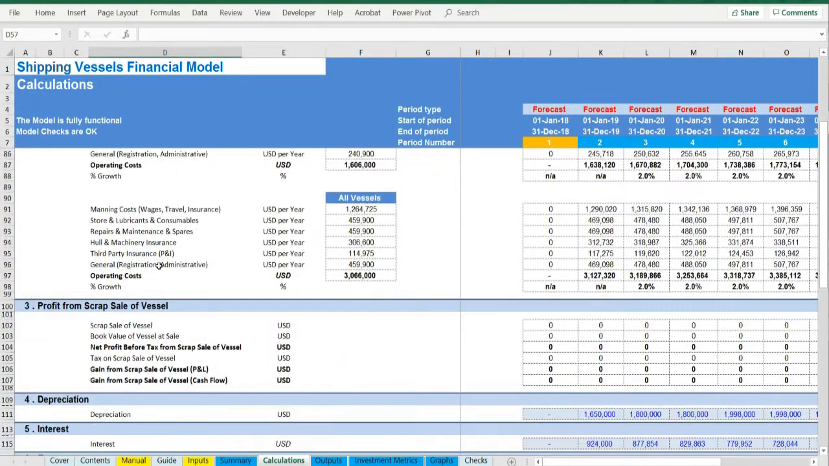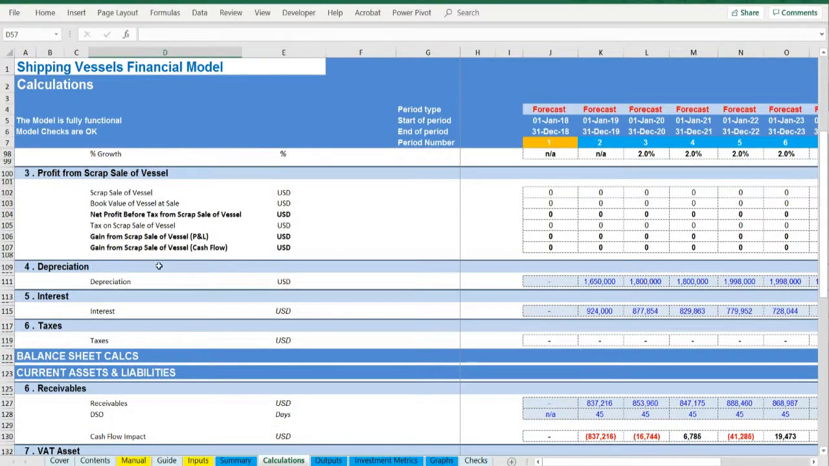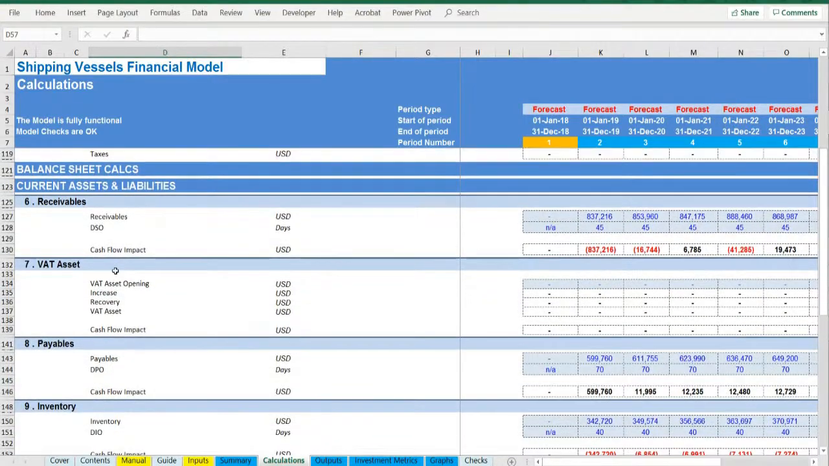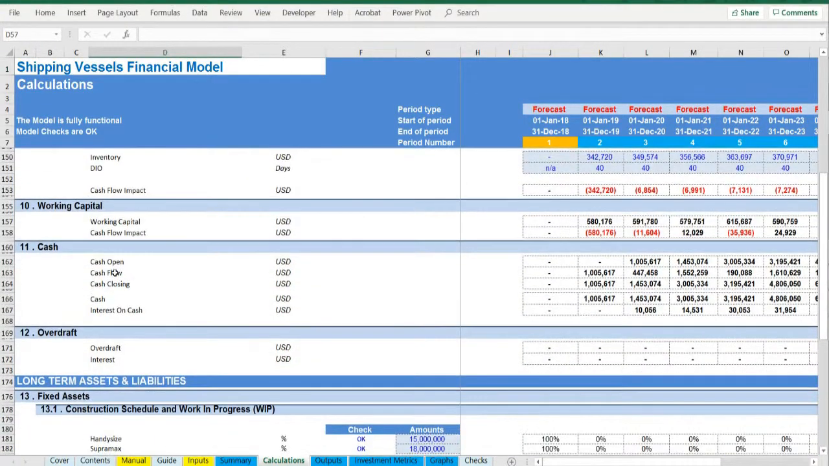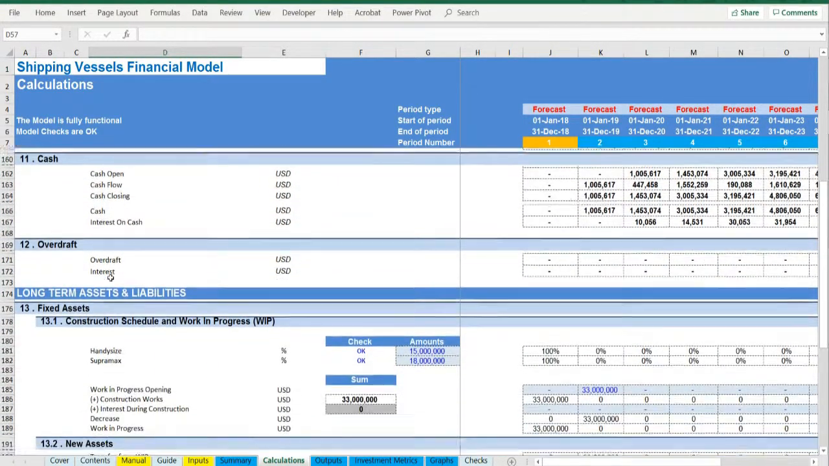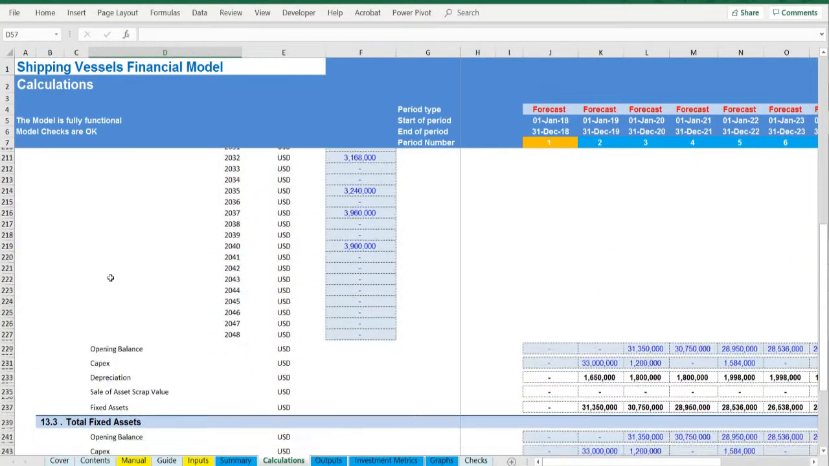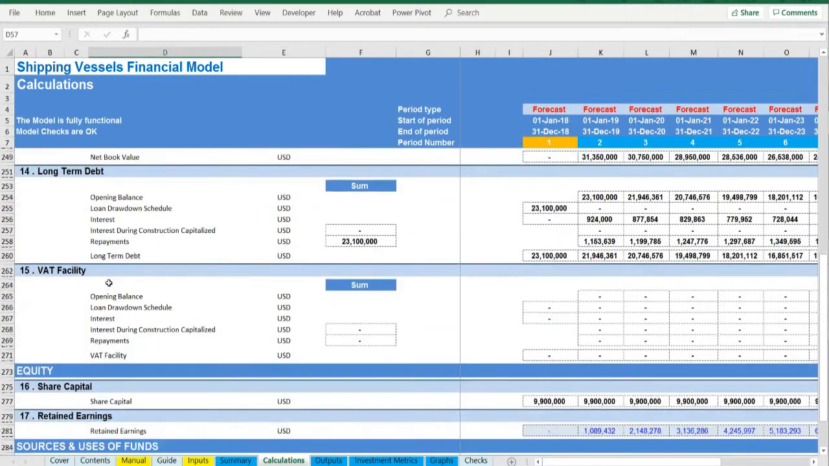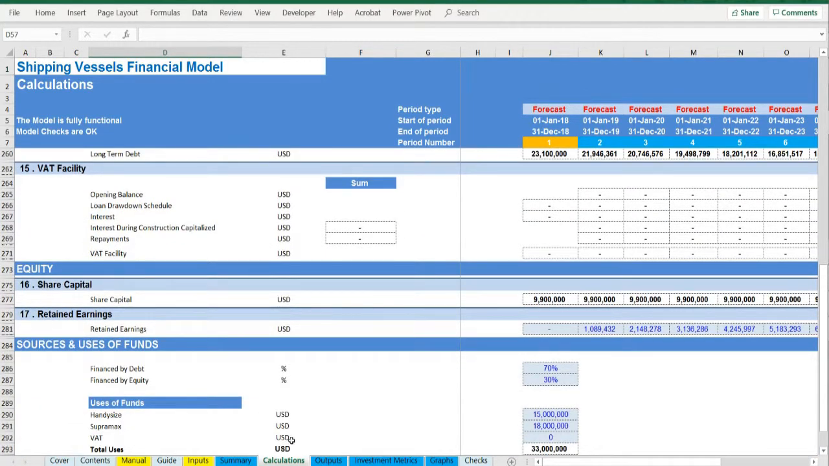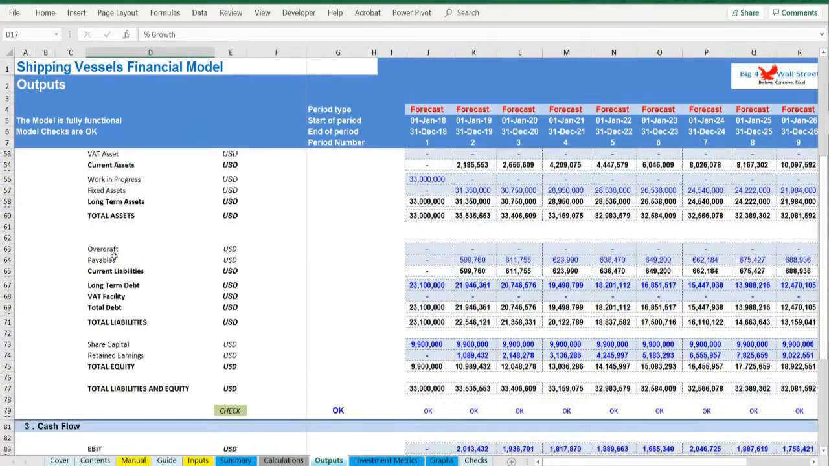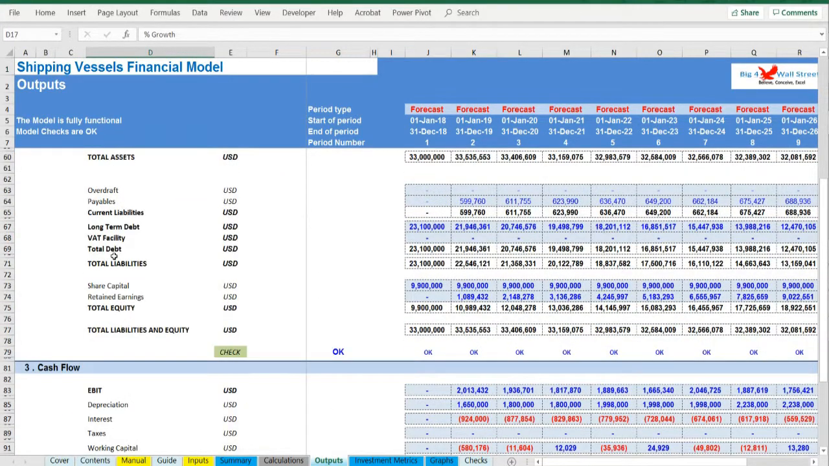Based on the assets financed and the gearing of the financing, the interest and depreciation are occurring. By using the working capital assumptions the impact of the business cycle is presented. Finally, depending on the level of the investment considered, the relevant debt financing is calculated: long-term debt and overdraft. In the Outputs tab, everything is aggregated here into the relevant statements: profit and loss, balance sheet, and cash flow.